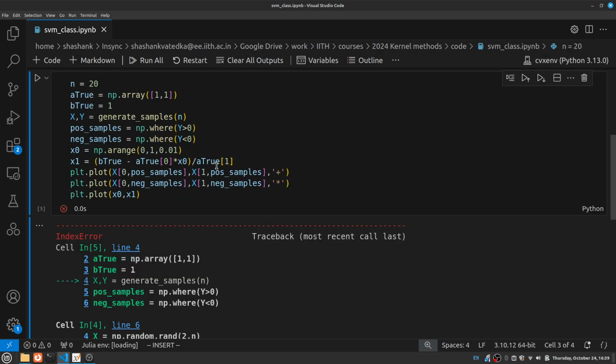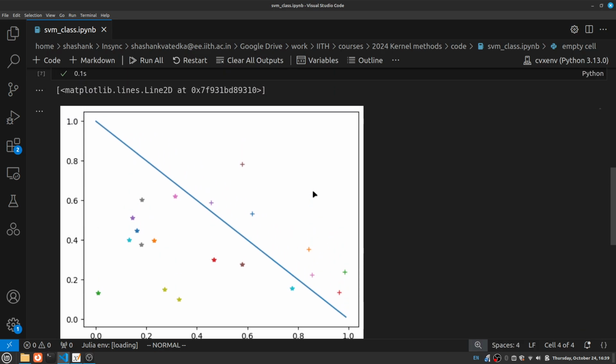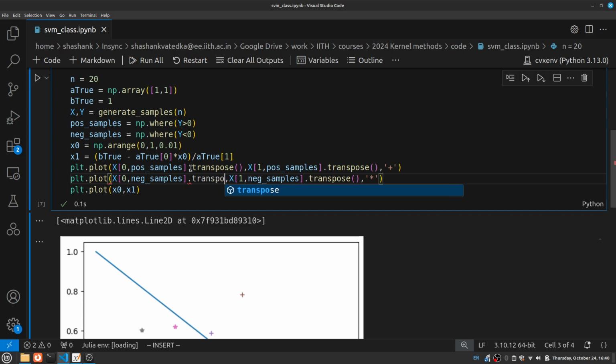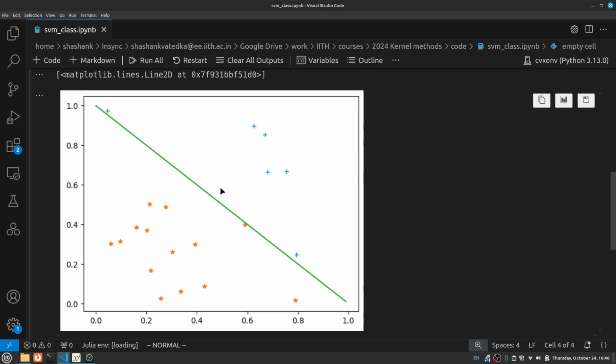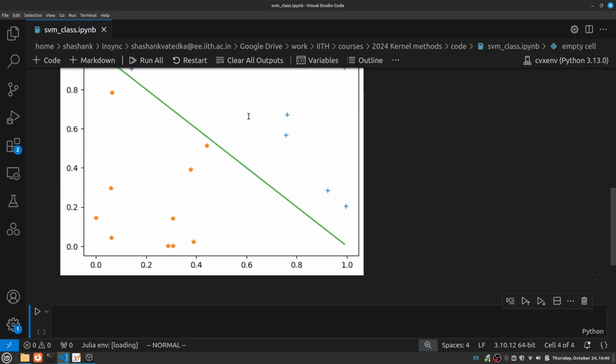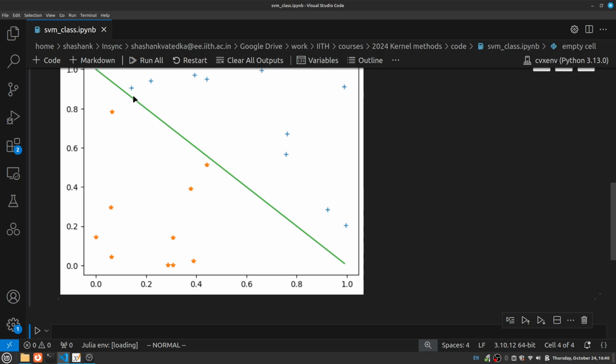Okay, so the blue line denotes the ground truth. All of the points that are above this are labeled plus 1. The ones that are below this are labeled minus 1. So this is what we have. This is pretty close, so let me try again. This is a bit better, because I see that there is some margin.